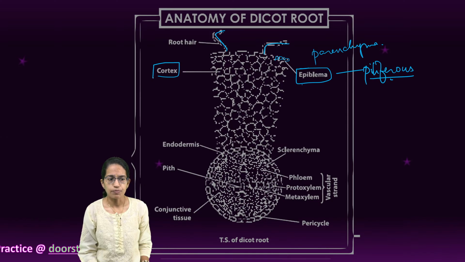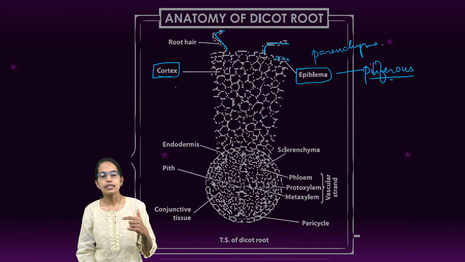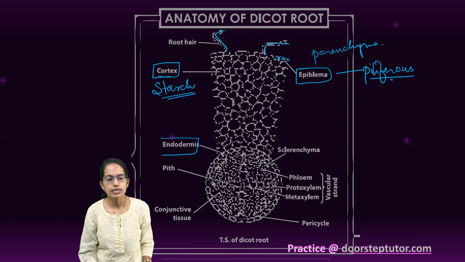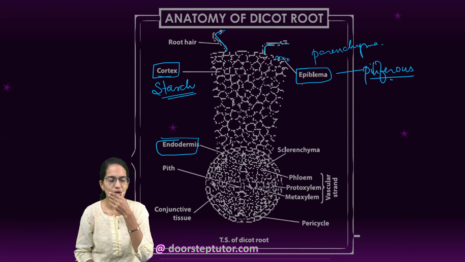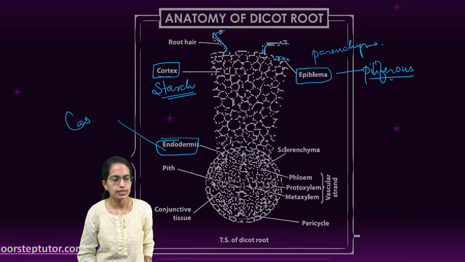Again, the next layer below it is the cortex, which is again a parenchyma layer. But here we do have intercellular space present, and this is the part where starch is actually stored. Next to it is endodermis. Endodermis we can say is the innermost layer of the cortex, and here there are interesting stripes which are known as Casparian stripes.